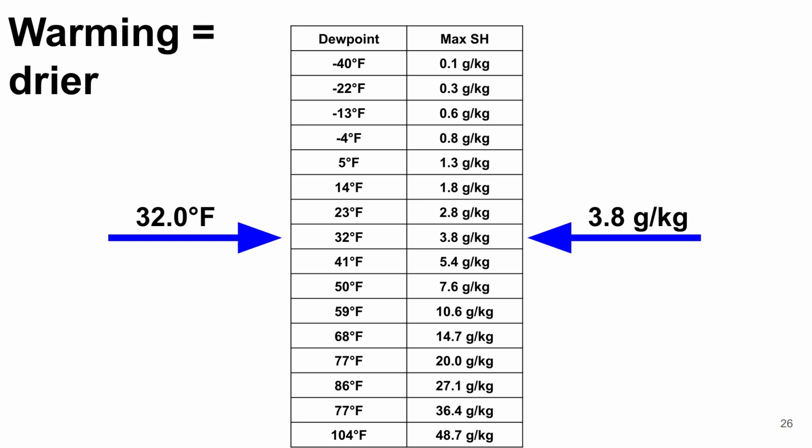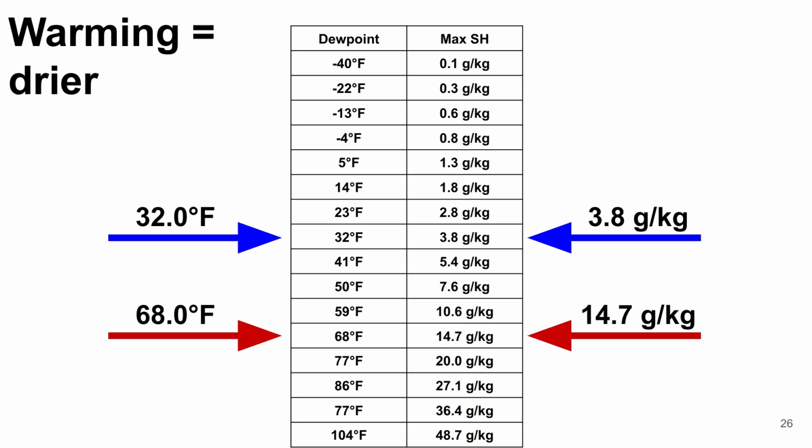So if it's 32 degrees Fahrenheit and we've got 3.8 grams and the temperature increases to 68 degrees and we still have 3.8 grams, you can see that the relative humidity now is going to be roughly 25%. It was 100%. We had 3.8. That was the max. So at 32 degrees, the relative humidity would have been about 100%. If it increases to 68 degrees, the relative humidity is now roughly 25%. We have 3.8. The max is 14.7. So we've got about 25% relative humidity.